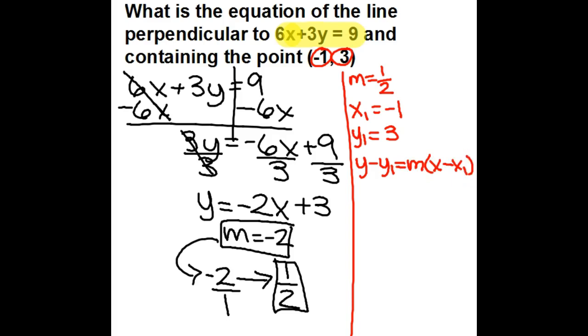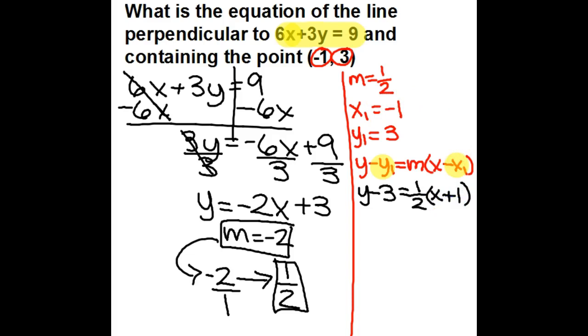Remember, for this formula, guys, this means the opposite of y1, and this guy is the opposite of x1. So I'm going to have y, opposite of y1. So the opposite of positive 3 is a negative 3 equals my slope, 1/2, times x, opposite of x1. So the opposite of -1 is a positive 1.